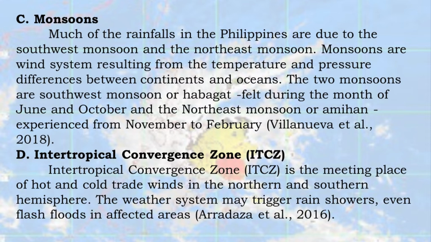The Intertropical Convergence Zone, ITCZ. The Intertropical Convergence Zone, ITCZ, is the meeting place of hot and cold trade winds in the northern and southern hemisphere. The weather system may trigger rain showers, even flash floods in affected areas.